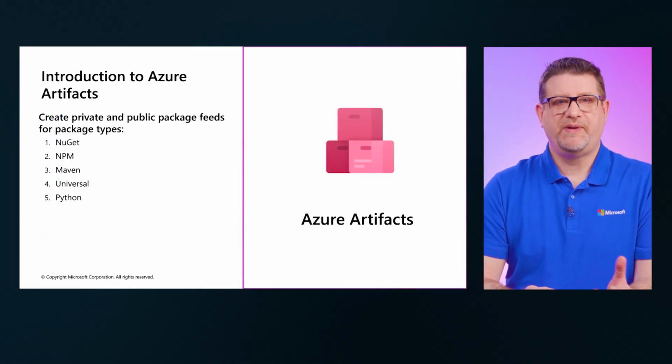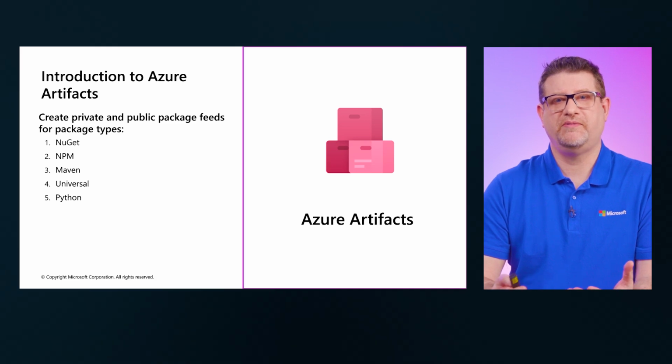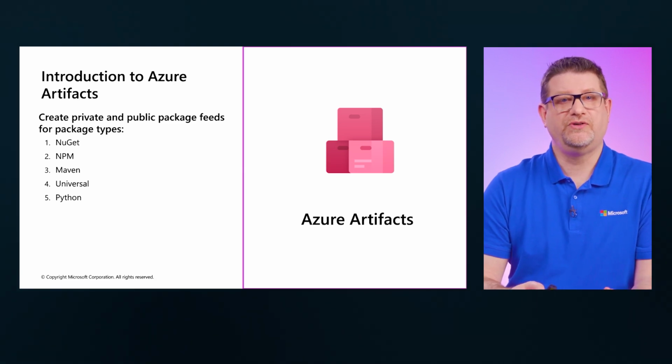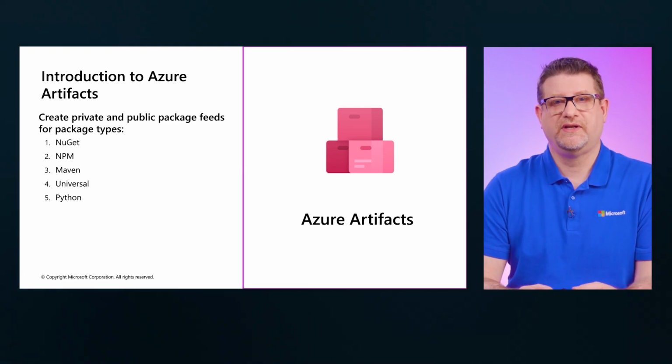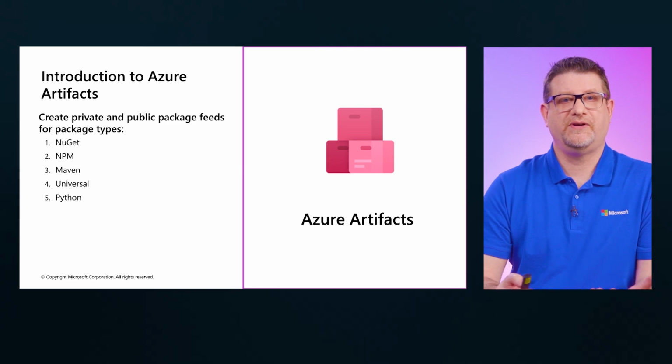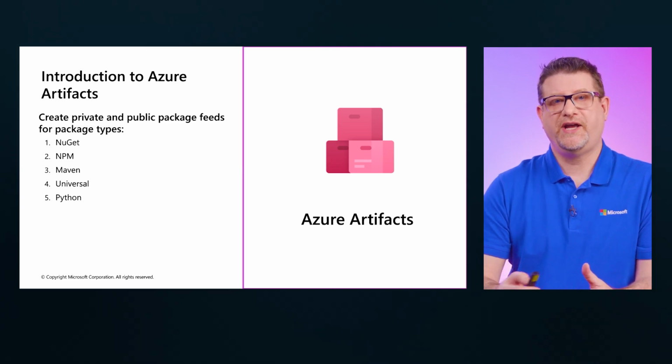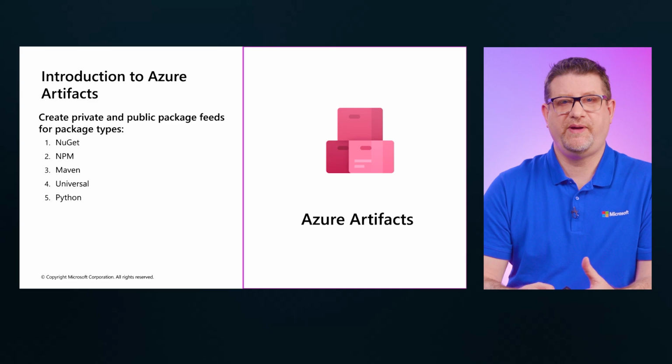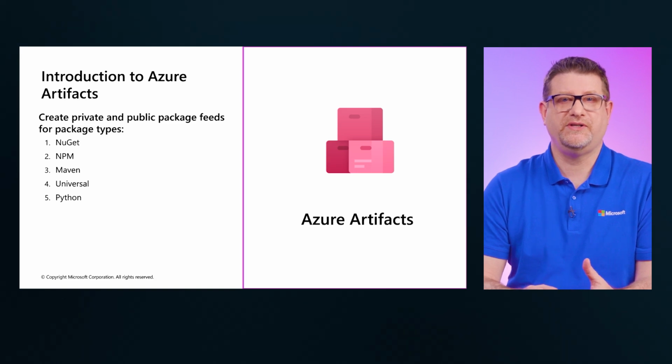Azure Artifacts is a powerful service within Azure DevOps that lets development teams create both private and public package feeds for a variety of package types, including NuGet, npm, Maven, universal packages, and Python packages. We can think of it as a secure, centralized hub where our team can store, share, and manage reusable components and libraries for our projects. By using Azure Artifacts, we can control who has access to our packages, ensuring that sensitive or proprietary code is only available to the right people, while still enabling broad collaboration when needed.